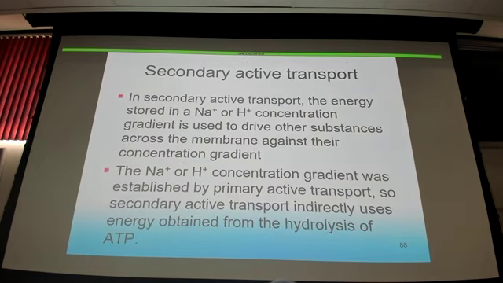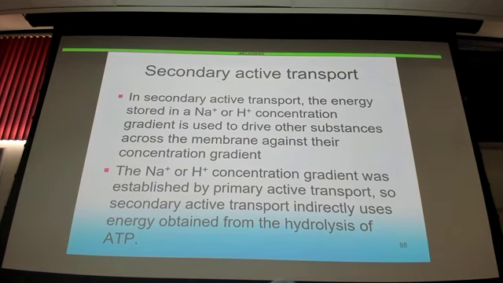Now, when you look at secondary active transport, people try to confuse this. It's a little confusing when you say this, and we black box it a bit. Secondary active transport uses the energy of primary active transport. And the best way I know to explain that is, hopefully I'll say this right.